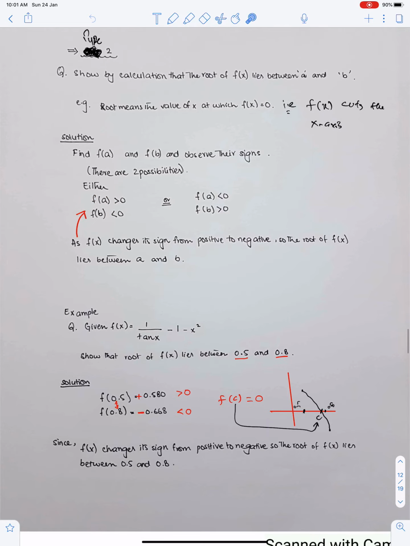This is an example of this. This is the f of x, and we have to show that the root lies between these two. So first we will work out f of 0.5 and then f of 0.8. Since this is positive and this is negative, hence shown that the root of f of x lies between these values of x. Make sure your calculator is in radian mode.